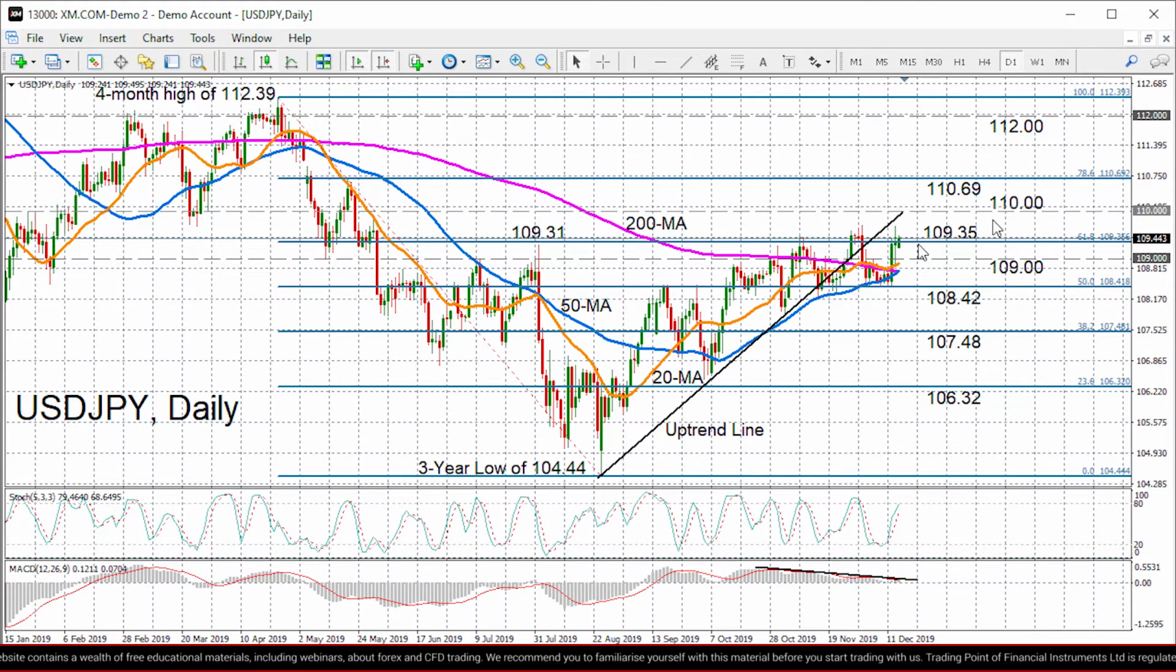So if there's a continuation of the upside momentum, we could see that breakthrough happening, and then after that the next target would be the 78.6% Fibonacci retracement of the downleg from 112.39 to 104.44. So that is around 110.69, and then above that the next big target would be the 112 handle.